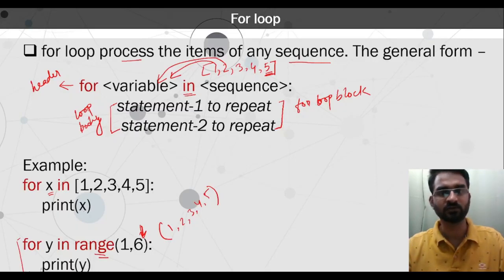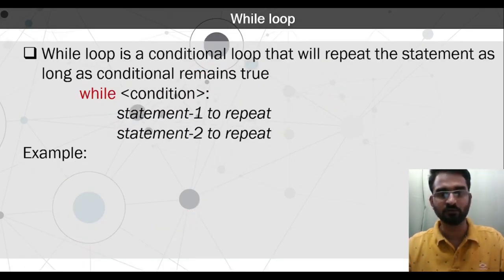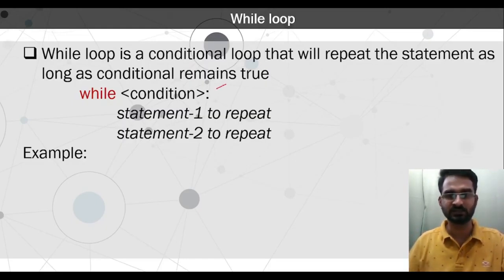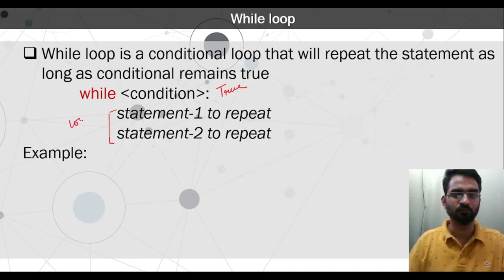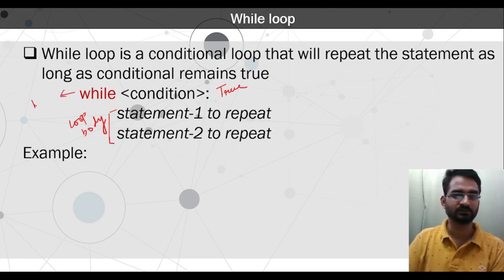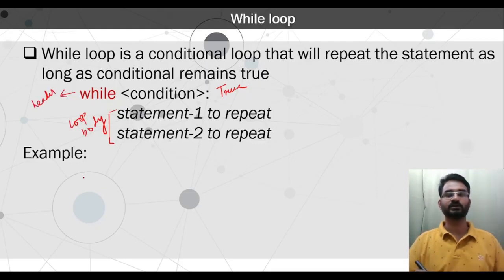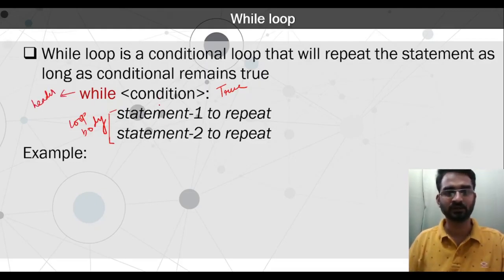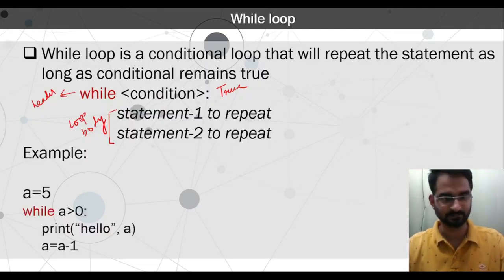Let's learn about while loop. In while loop we need some condition, and until and unless this condition evaluates true, our loop will continue. So again in while loop also, this is called the loop body, which will repeat again and again, and this is called the header. All right, so here we will need to put a condition. So let's see an example.